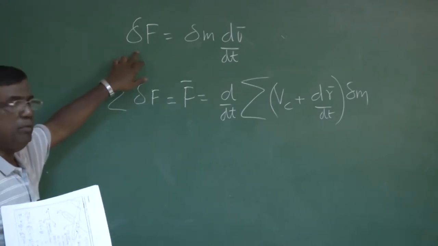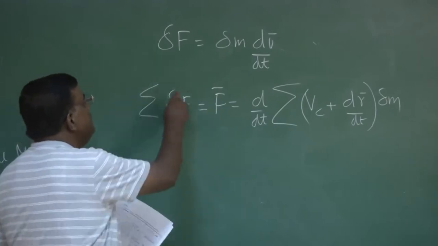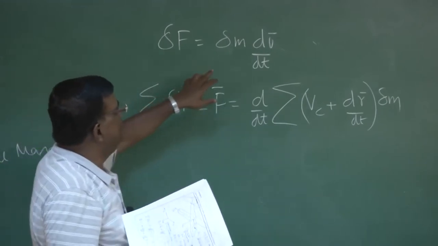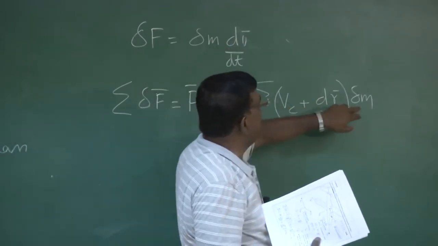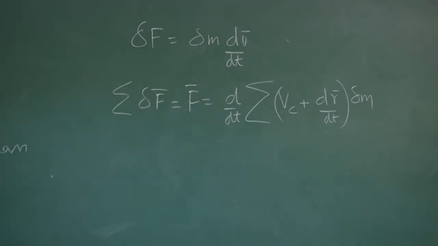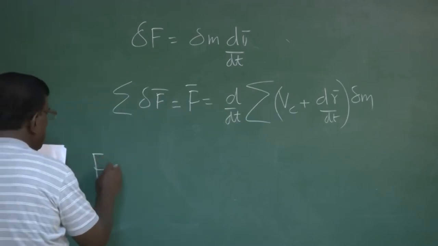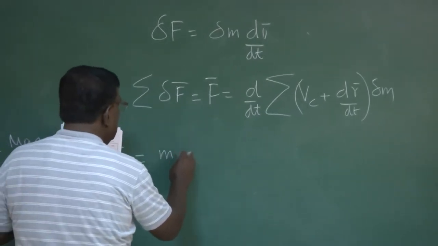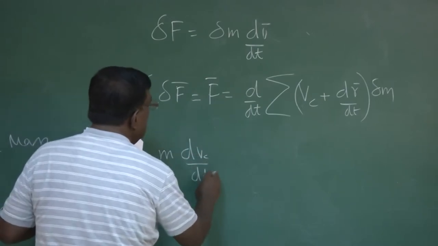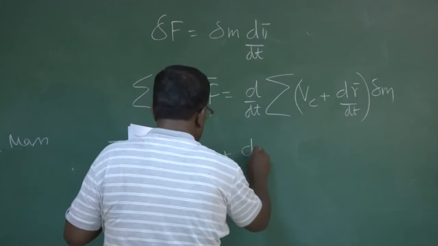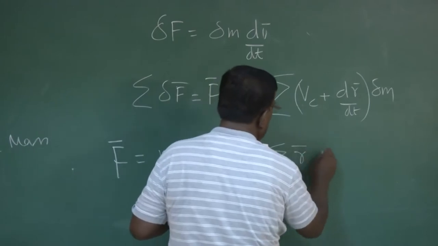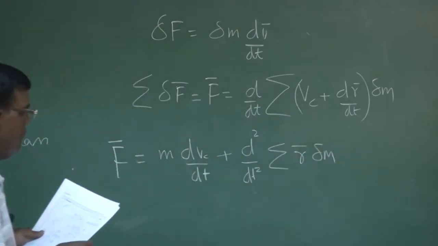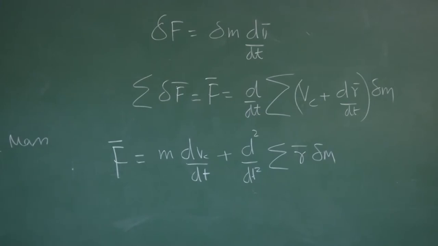Right? I have done summation, meaning resultant force, vectorial summation. And V is Vc plus dr by dt. So d by dt of V is Vc plus dr by dt into delta m. Right? Summation is done. So if I do this, then I can write easily F is equal to M dVc by dt plus d square by dt squared summation of R dm. No objection? This I have done in the last lecture also.